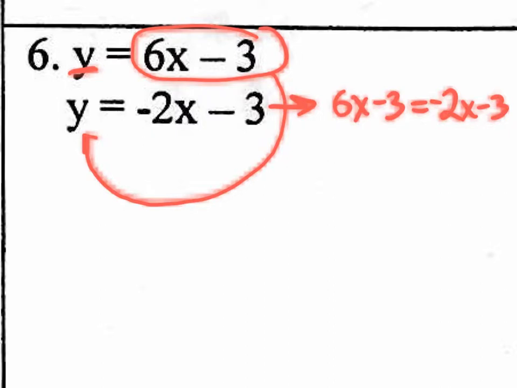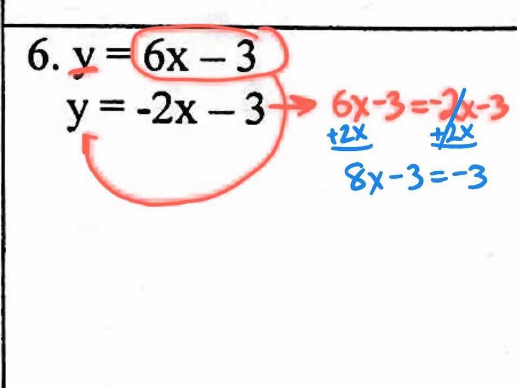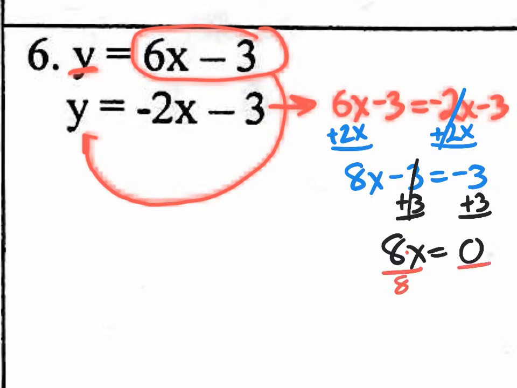Now, all right, just for funsies, I'll keep going. So let me get the x's on the left side by adding 2x to both. I'll have 8x minus 3 equals negative 3. And then finally, I go plus 3, plus 3. I'll get 8x equals 0. And if I divide by 8, I'll get x equals 0.